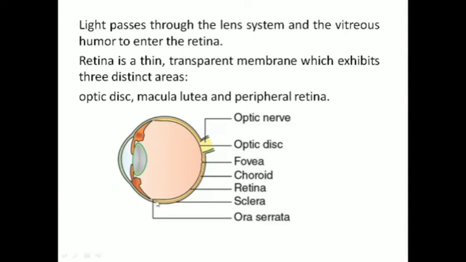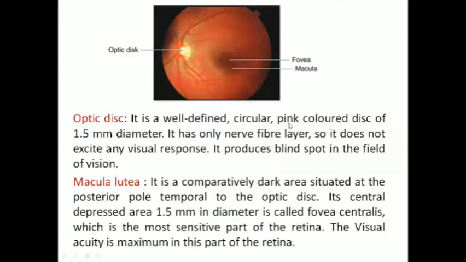The retina ends as the serrated anterior margin, the ora serrata, and this is the optic nerve, optic disc. This is the optic disc through which the optic nerve passes, and this is the fovea. So here you can see this is the picture through an ophthalmoscope. This is the picture of the fundus of the eye through an ophthalmoscope.